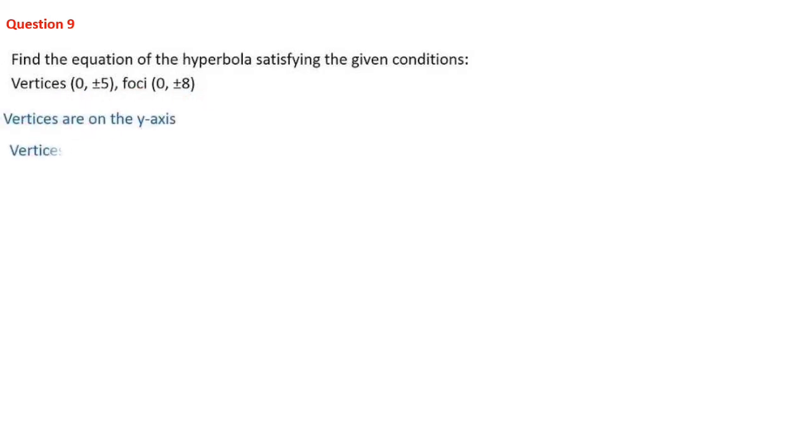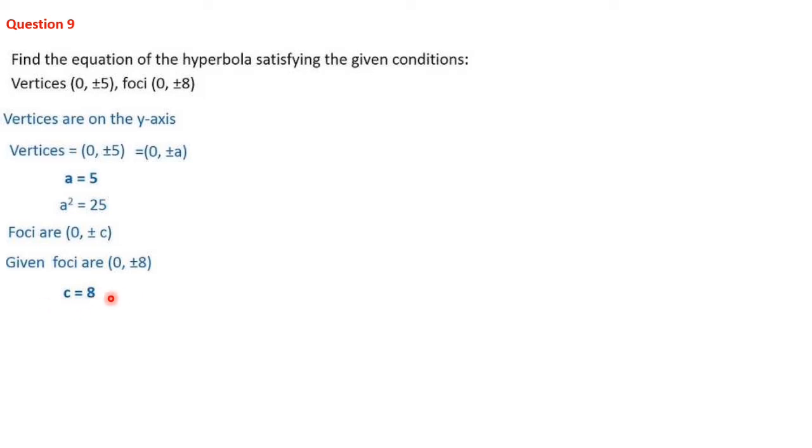So vertices are on the y-axis, meaning 0 comma plus or minus 5 is the coordinate. We can equate that with the general form, 0 comma plus or minus a, which is the coordinate of the vertex. When we compare these two, a will be equal to 5. Then a square we need for writing the equation, so a square equals 25. Next, foci is given to us as 0 comma plus or minus 8, but the general form is 0 comma plus or minus c. When we compare these two, c will be equal to 8. Here c is there, but b is not there, so we need to go for finding b. How do we calculate b?